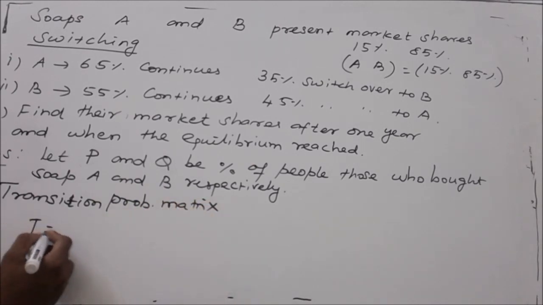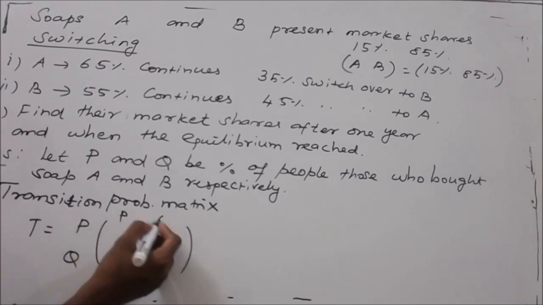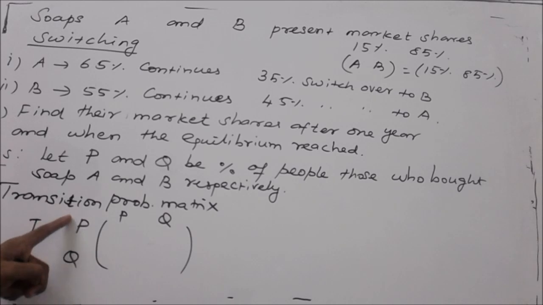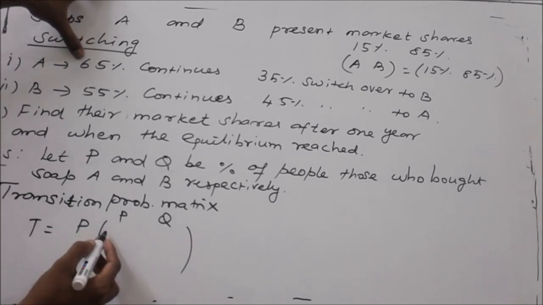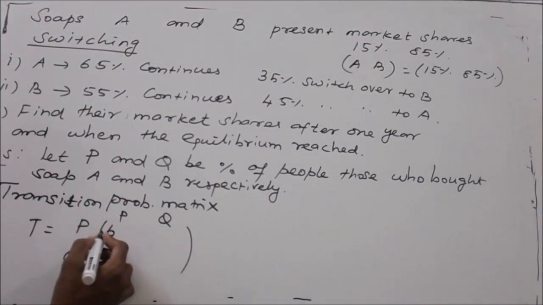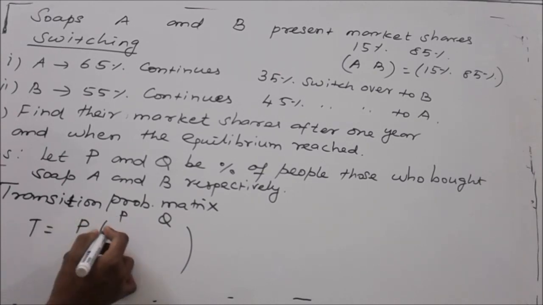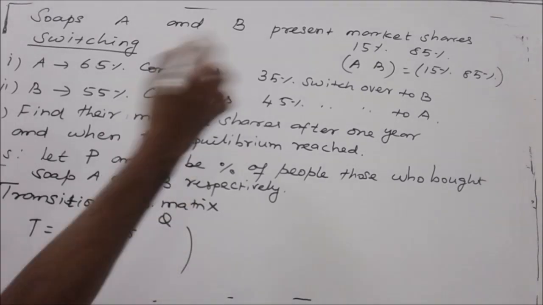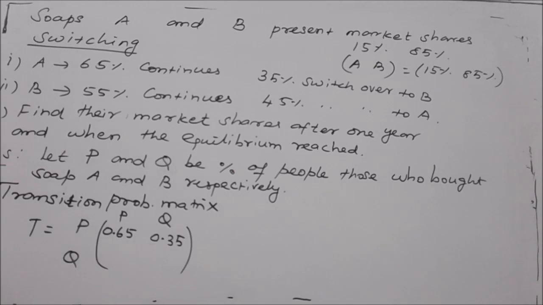T equal to PQ, and here PQ. Or you can take A and B, it's not a problem. For the first case, this is P. 65% continues in A, therefore here 65%, and 35% switch over to B. So in P, 65%, 0.65, and 35% switch over to Q.